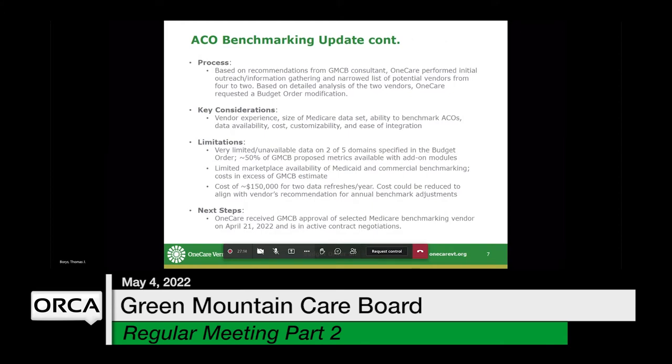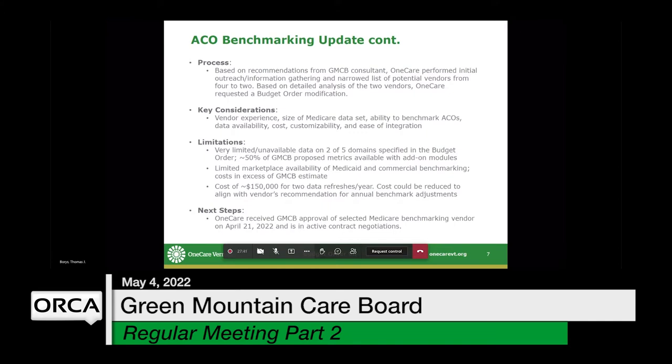Cost, we did put in a $150,000 budget increase for this particular expense as allowed by the existing Green Mountain Care Board budget order. The frequency of the refresh is something that we're talking about. This is one where it doesn't make sense to refresh and pay to have it refreshed every single month, because not a lot will change month to month, but maybe twice a year is appropriate, where we can see if any emerging changes or trends are emerging.